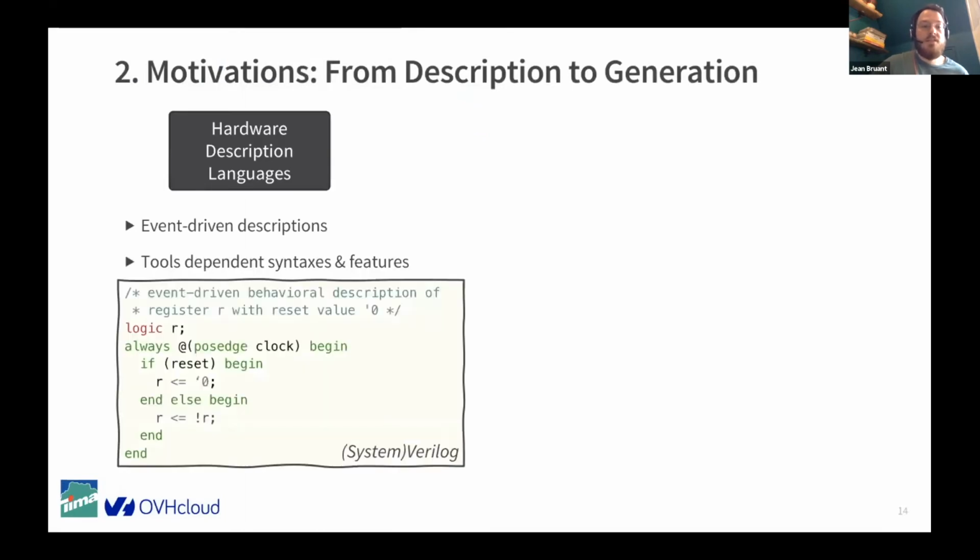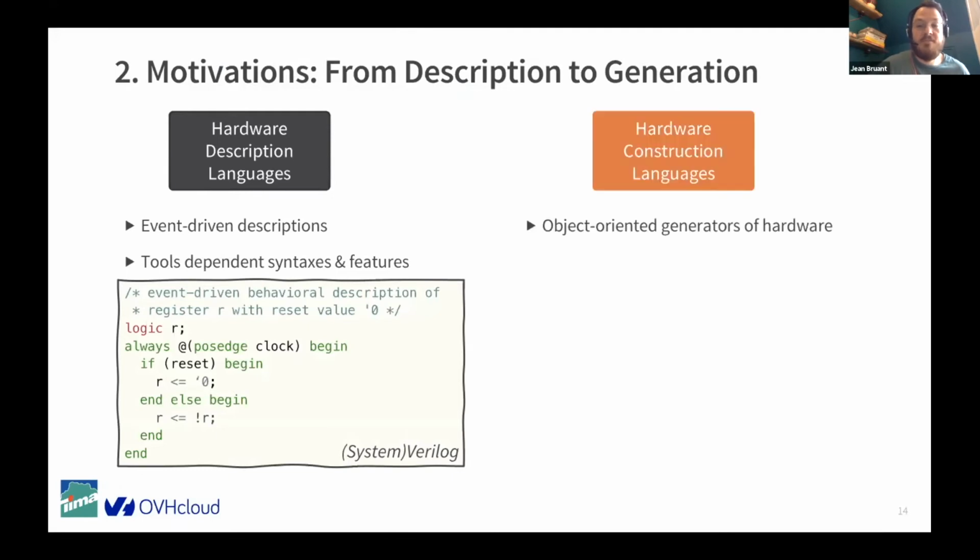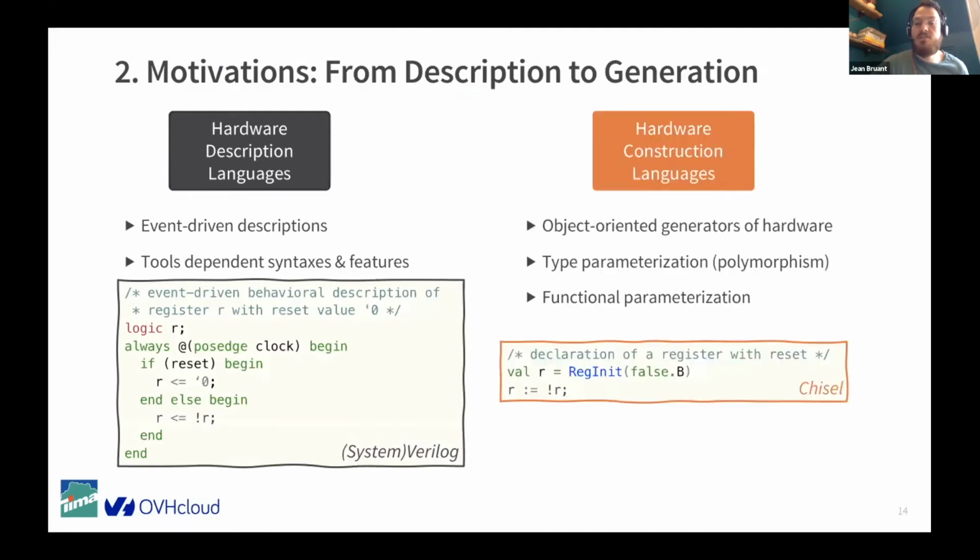So this slide just presents the difference between hardware description languages and hardware construction languages, but I guess you are quite aware of what we can do with Chisel. For us, the big idea is to be able to do a lot of parameterization, functional parameterization, type parameterization, and also to switch from this poor event-driven description, where you have to use tool-dependent syntaxes and features, towards a nice object-oriented presentation of the hardware.